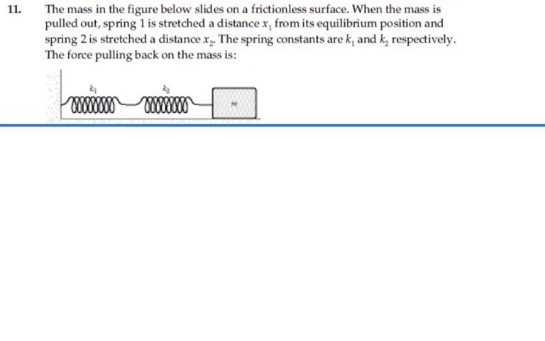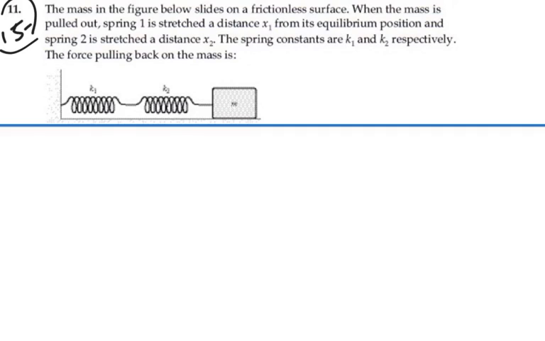Consider problem 1511. The mass in the figure below slides on a frictionless surface. When the mass is pulled out, spring 1 is stretched a distance x1 from its equilibrium position, and spring 2 is stretched a distance x2. The spring constants are k1 and k2 respectively.